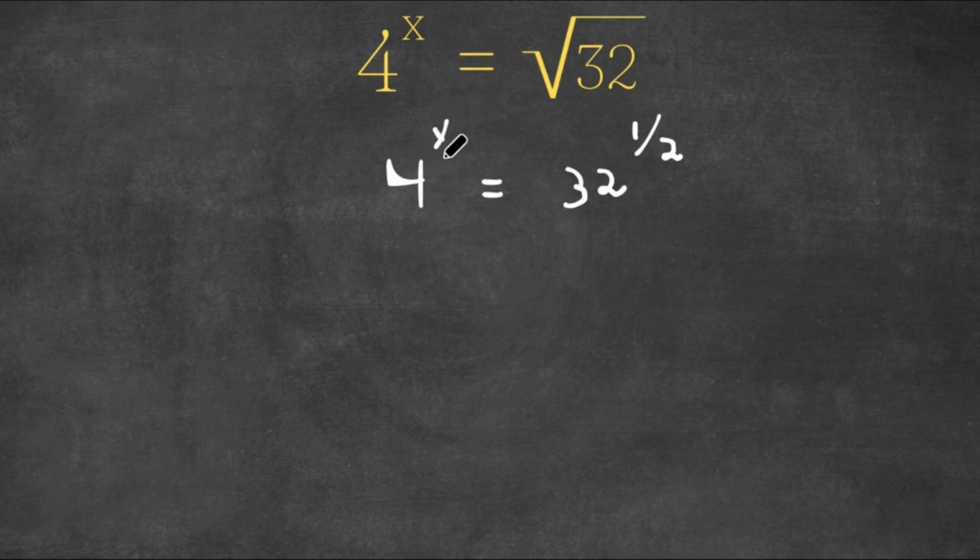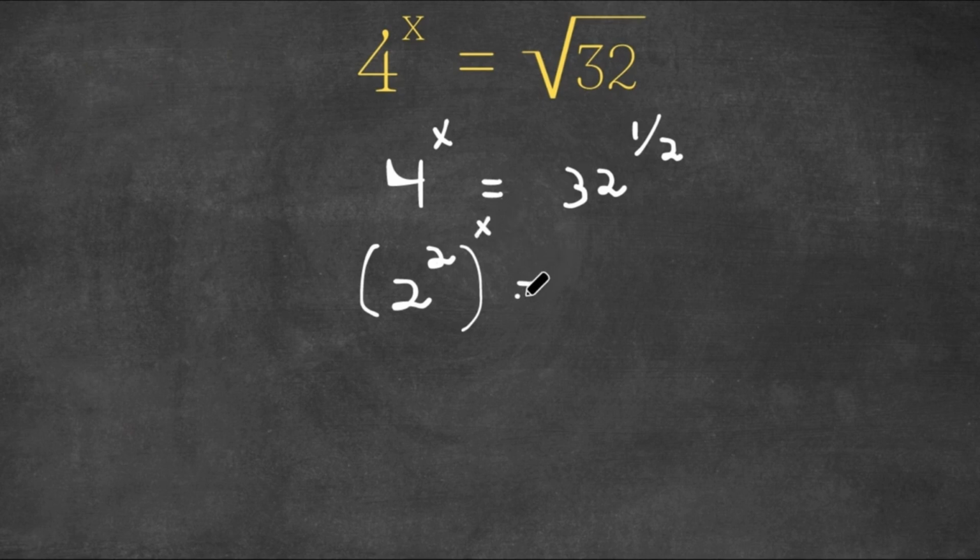Now, when we're solving problems such as these, we always want to change these two bases so that they're the same. So what is a common factor of 4 and 32 that we can change these two bases to? Well, 2 would work. So 4, well, this is equal to 2 squared. So we have 2 squared to the power of x.